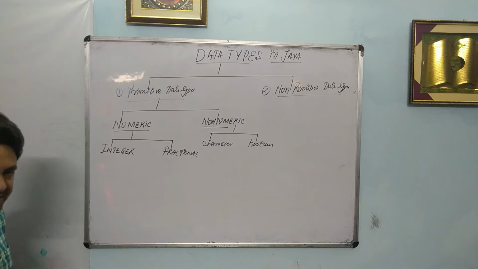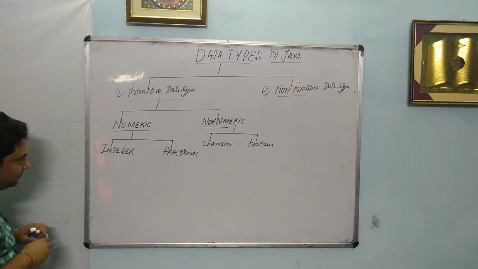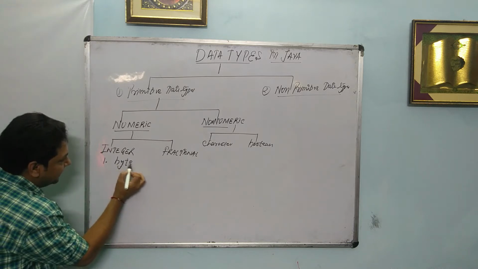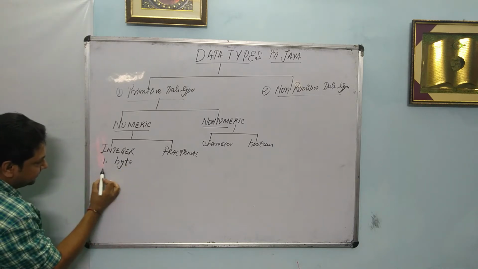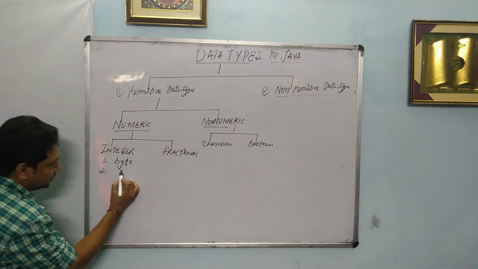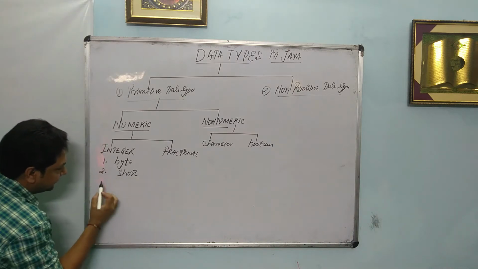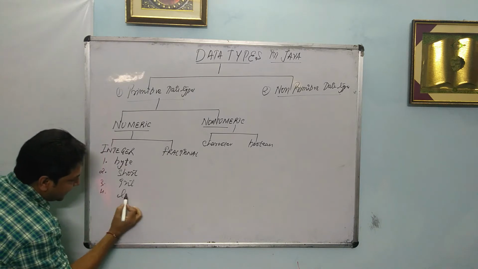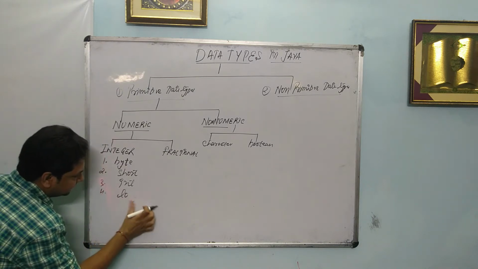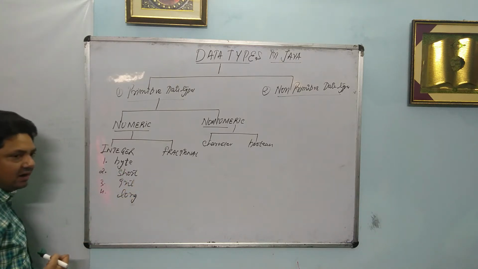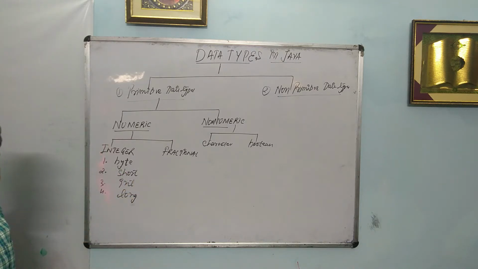We have just discussed this. So number one is byte. It is the shortest data type in the category of integer. Short, int, and long. These four data types are responsible for holding the integer data.